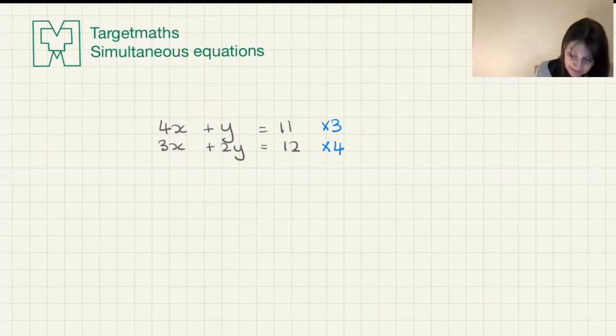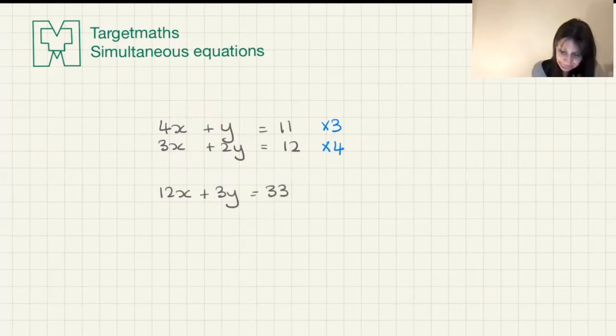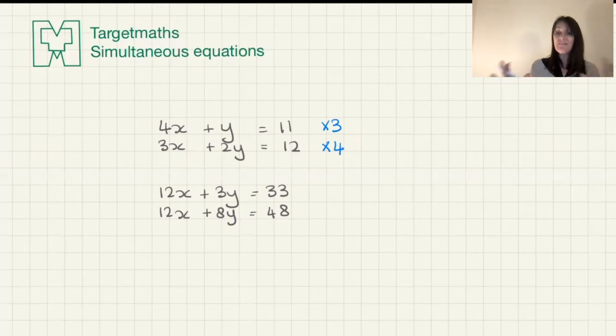So if I do that, 4x times 3 is 12x, y times 3 is 3y, and 11 times 3 is 33. I'm then going to do the same along the bottom. So 4 times 3 is 12x. This is perfect. This is what we want to see. We want to see that beginning to look the same. I've then got 4 times 2, which is 8y, equaling 4 times 12, which is 48. Okay. So that's my first step done.